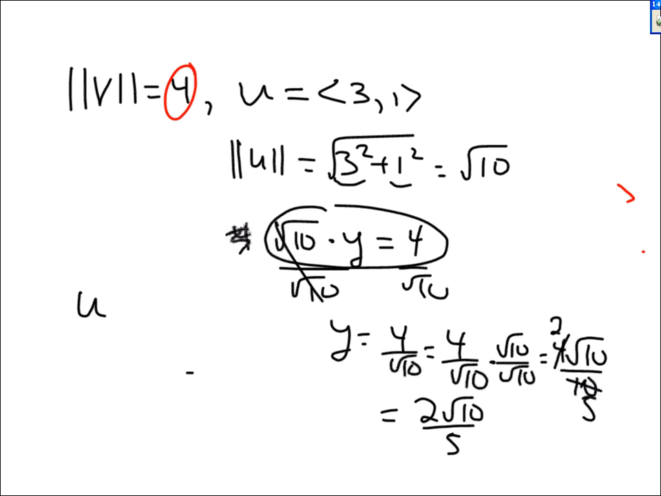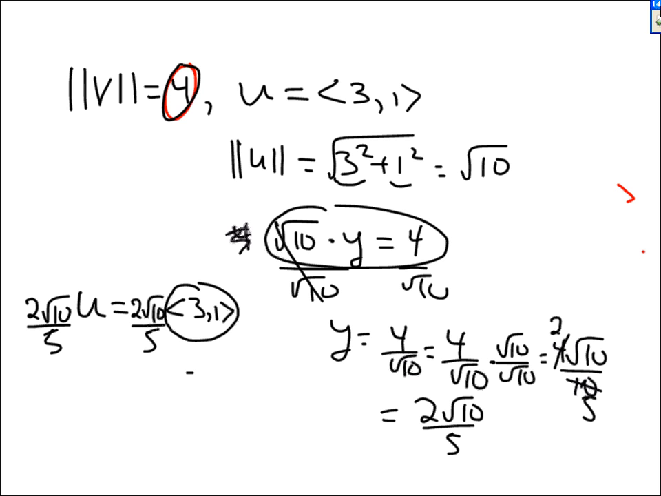If I take vector u and I multiply it by 2 times the square root of 10 over 5, I will now have a vector that's exactly of length u, and it's in the same direction as u. When you multiply your vector by a positive scalar, it maintains the same direction. Either makes it longer or shorter.